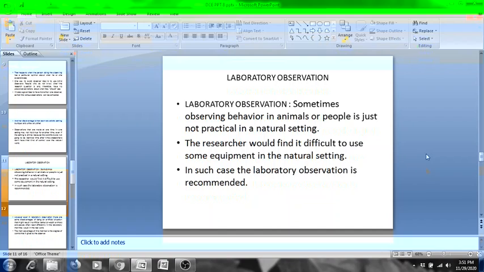Laboratory observation. Sometimes observing behavior in animals or people is just not practical in a natural setting. The researchers would find it difficult to use some equipment in the natural setting. In such cases, laboratory observation is recommended.